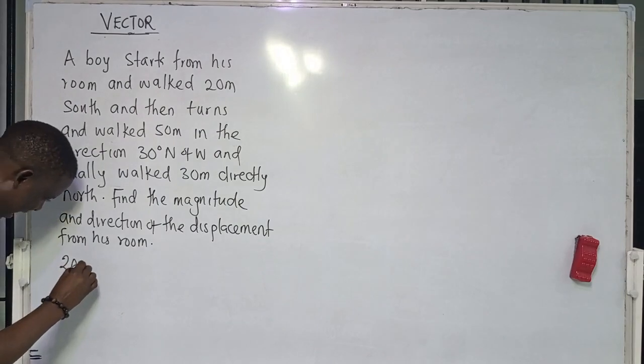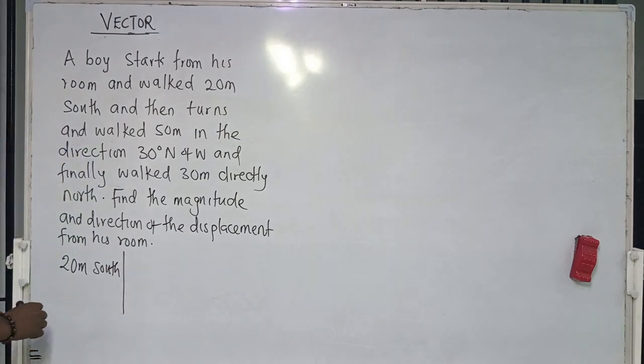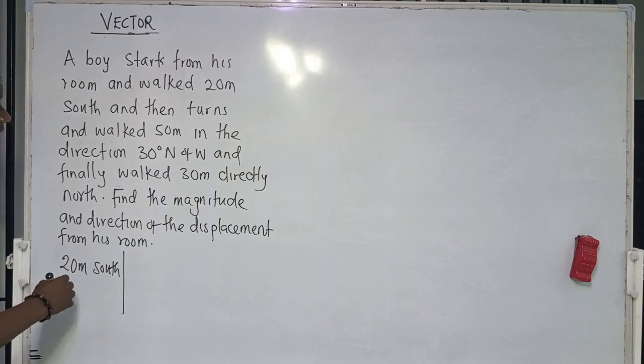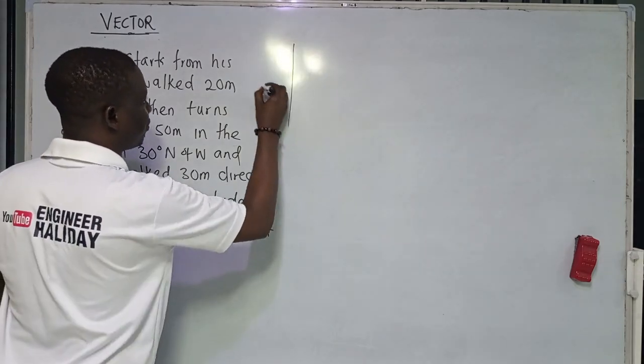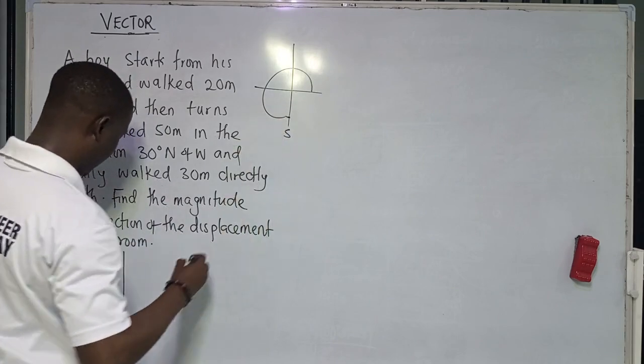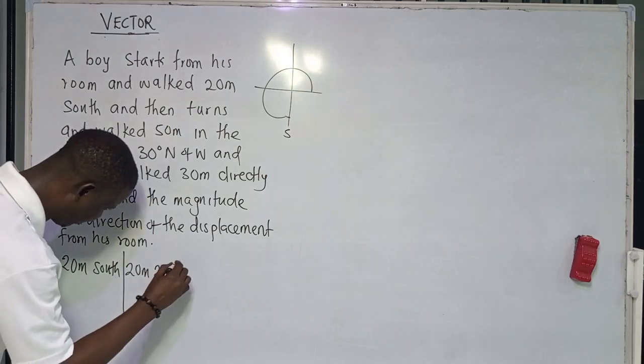20 meters south. Now, how do we interpret the 20 meters south? South is what? If you check the last video, it is 270. Look at it here. This is south. This is south. And if you move from here to this place, it is 270. So 20 meters, 270 degrees.